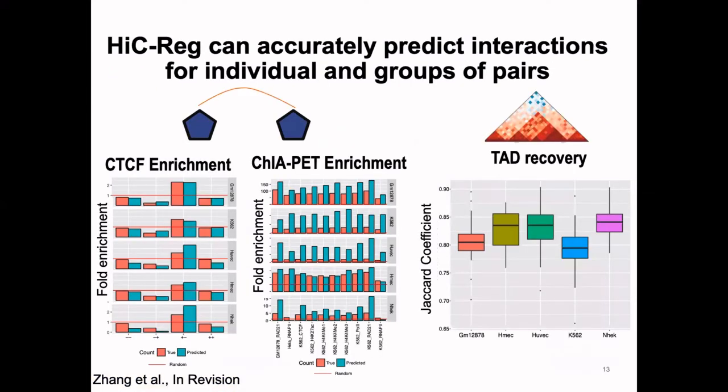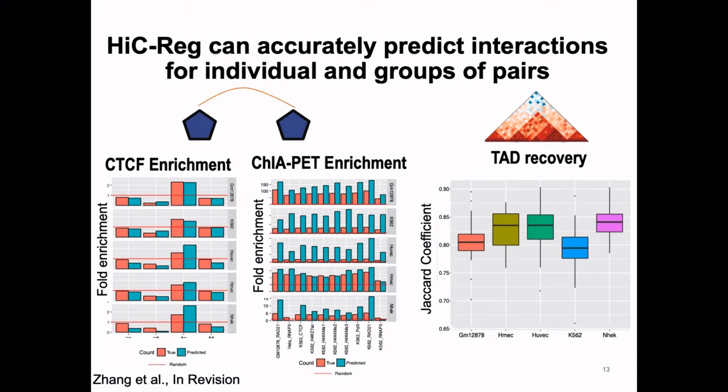And so we validated this in a number of different ways. On the looping level, we looked at the CTCF bidirectional enrichment, so that plus-minus orientation that indicates the presence of a loop in the predictions. We also compared it to ChIA-PET datasets as a kind of gold standard to see if the predictions were enriched for those.